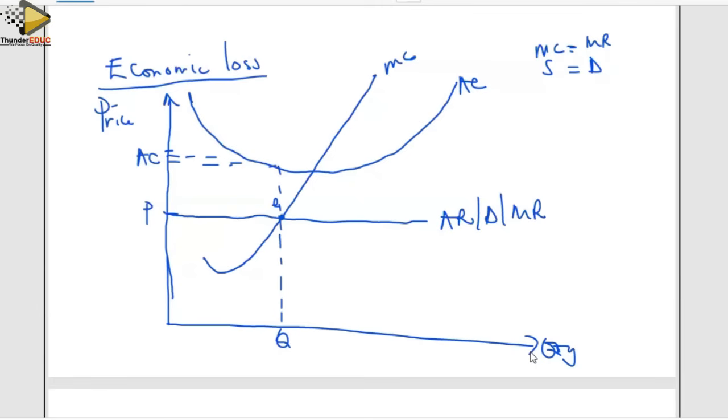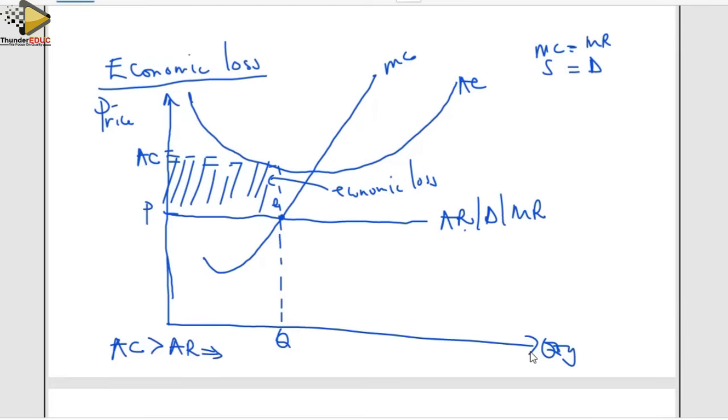So for the sake of this, we are saying our average cost is above our average revenue. So this area is indicating an economic loss. How are we realizing the loss? It's because our average cost is above average revenue, and hence economic loss. That is how we illustrate.